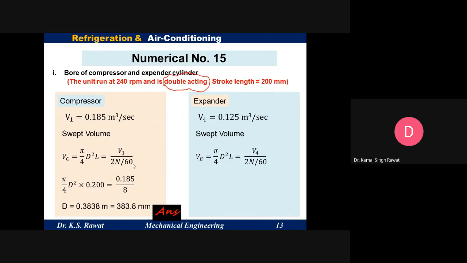If you are doing this numerical in the exam, take this D as DC and this D as DE to differentiate. Use subscript C for the compressor and E for the expander.